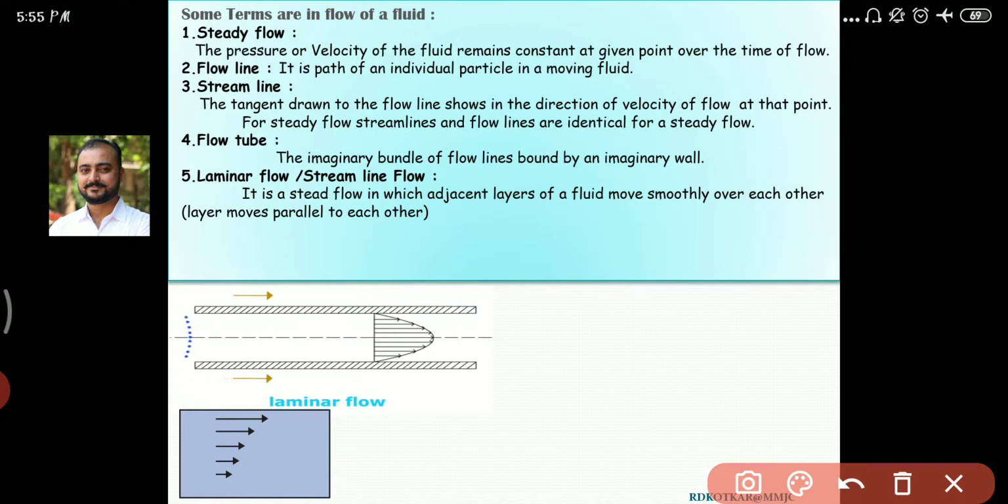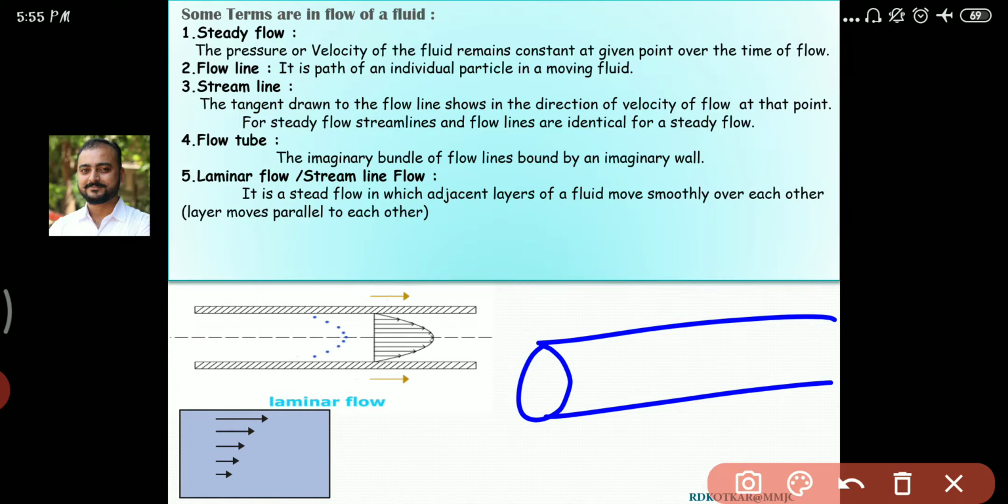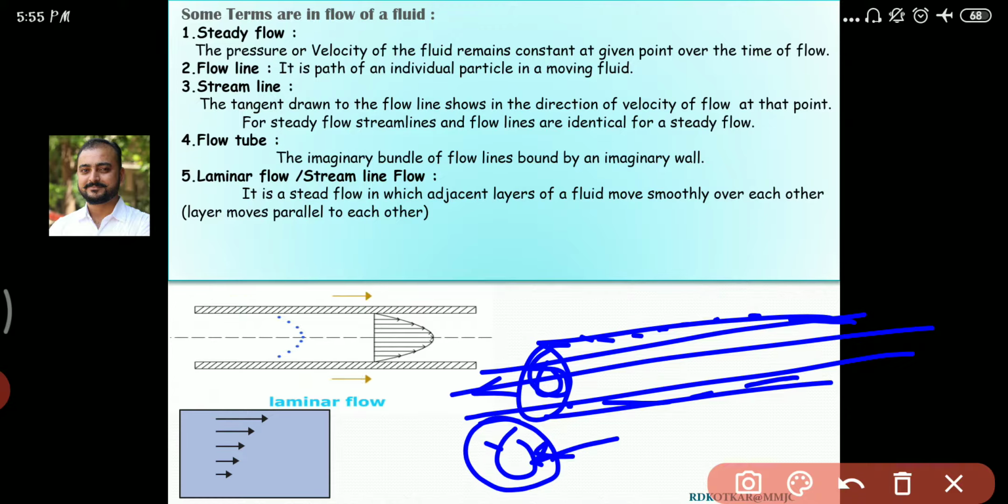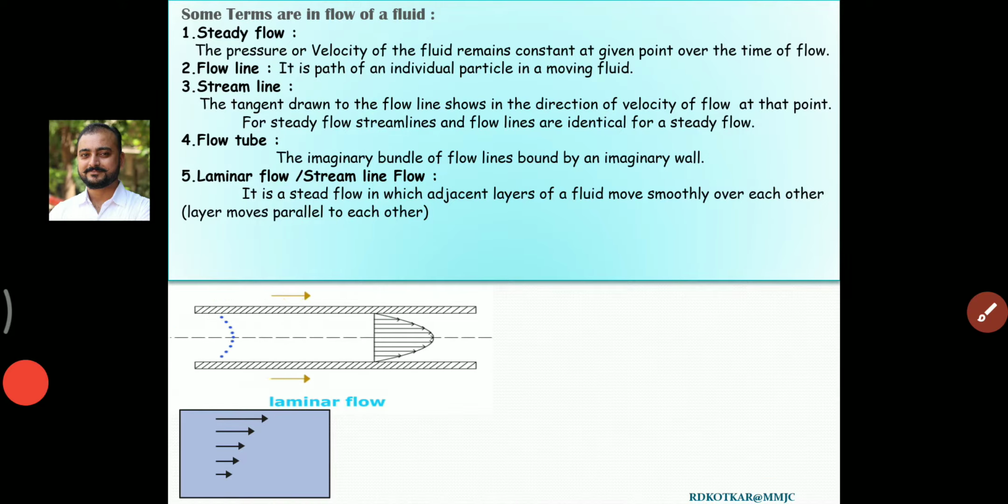Suppose you consider a pipe. In this pipe there are many layers we consider. The layers closer to the wall of the pipe are stationary, and as you move inside the pipe, from the wall to the center, the innermost layers move faster. The center layer of this pipe has the most speed.